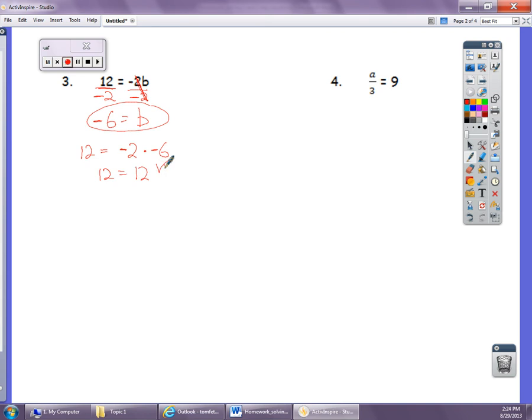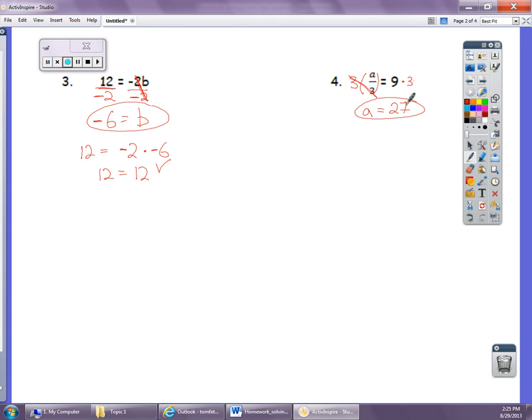Then we get to number 4. Now this is a divided by 3 equals 9. So what number divided by 3 equals 9? Well, the way that we want to solve this, the opposite of division is multiplication. So what we want to do is multiply both sides times 3, because this is going to be 3 times a divided by 3. Well, 3 divided by 3 is going to cross off, and we're going to be left with just a. And then 9 times 3 is 27. So now we get our answer as a is equal to 27.